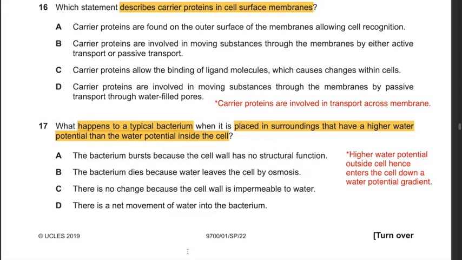Carrier proteins are involved in transport across membrane. Hence, the answer being B. Carrier proteins are involved in moving substances through the membranes by either active transport or passive transport. Where are carrier proteins used in passive transport? It is used in facilitated diffusion, because facilitated diffusion is a passive process that moves substances through the membrane using carrier proteins. And active transport does obviously use carrier proteins in its process. Therefore, answer B is the correct choice. Carrier proteins are involved in transport across the membrane in moving substances.